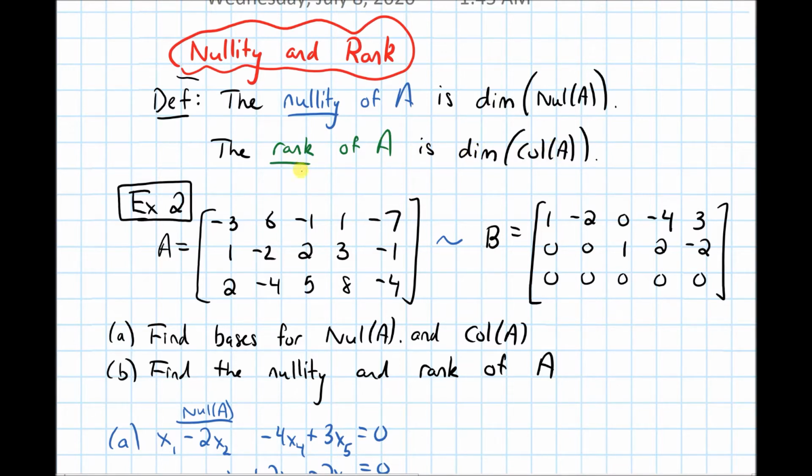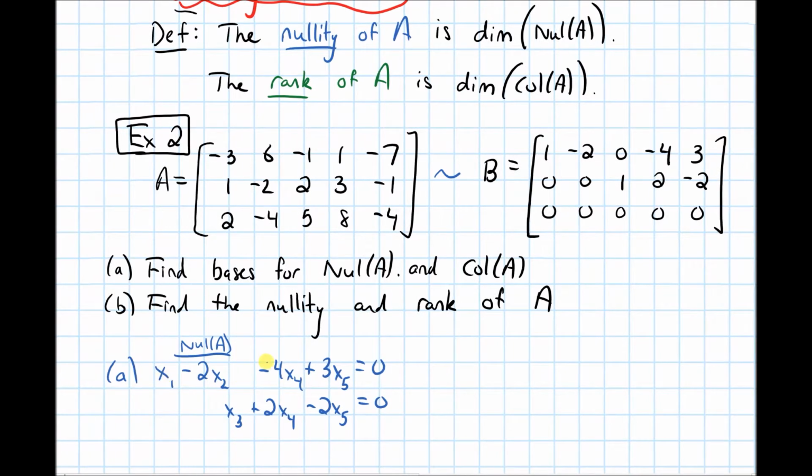Let's start right away with an example. I have this matrix A, and I've gone ahead and row reduced it. The row reduced matrix, I'm calling that B. I want to use these to first find bases for the null space and for the column space. That's a bit of a review from maybe section 4.3 when we first talked about this. And then in part B, let's use those bases to find the nullity and the rank of our matrix.